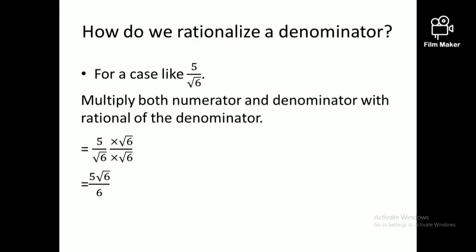That gives you 5 into root 6, which is 5 root 6. Root 6 into root 6 is how much? Root 36, or the other way around, root 36 is 6. With that you obtain the answer 5 root 6 over 6 as the rationalized version of the fraction 5 divided by root 6.